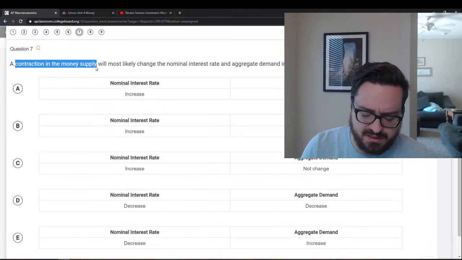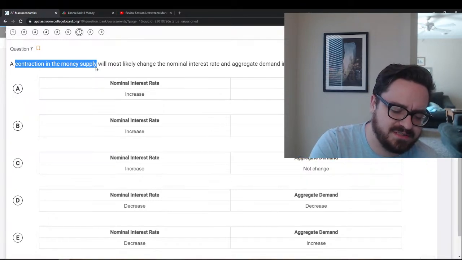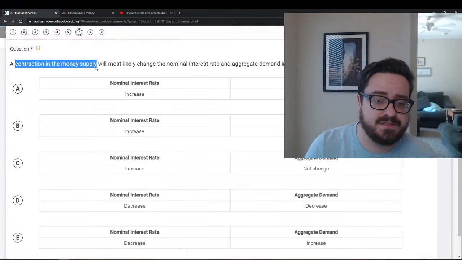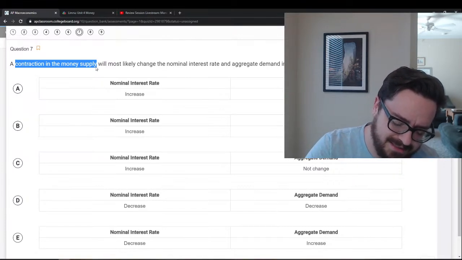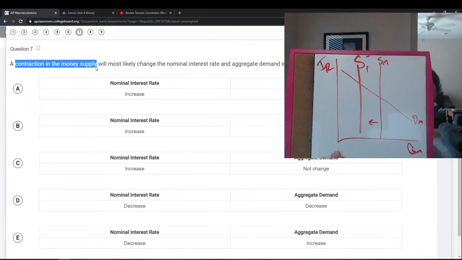If it's expansionary, you increase it. If it's contractionary, you decrease it. And there's only 3 monetary policies, so there's not much they can really ask. There's like 6 things they can ask. It ain't that tricky. Supply decreases, cool.